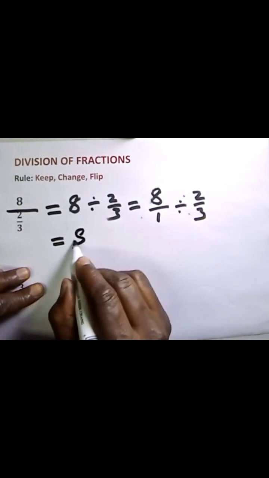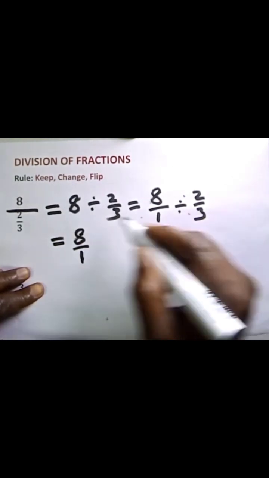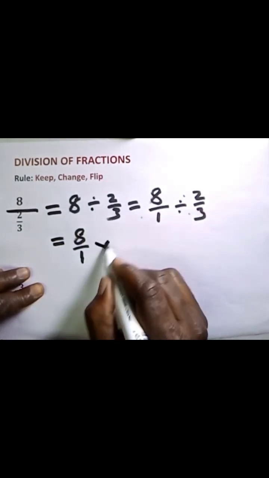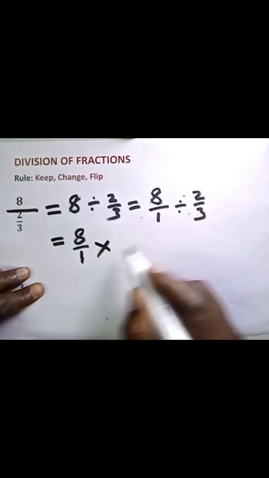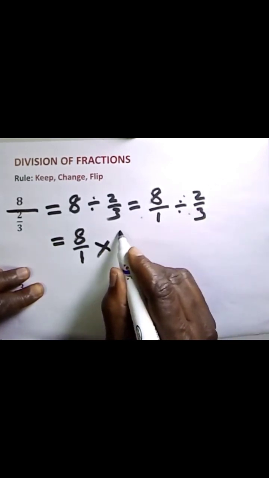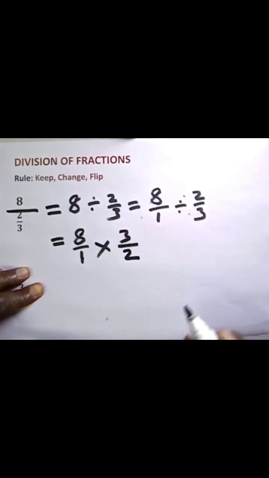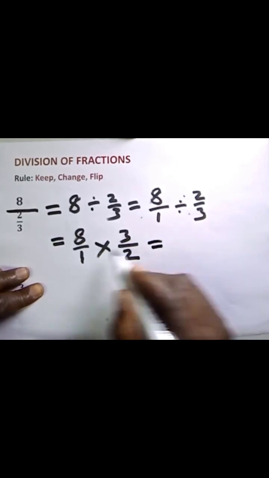So we keep the first fraction the way it is. Keep, change, flip. Keep 8/1 as it is. Change division to multiplication, then flip the second fraction, 3/2. Is there anything we can do here? Yes, we can do something.